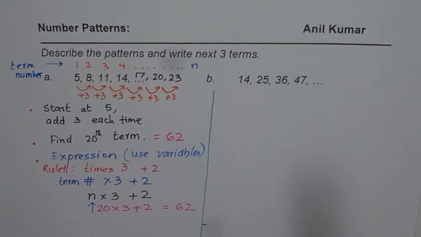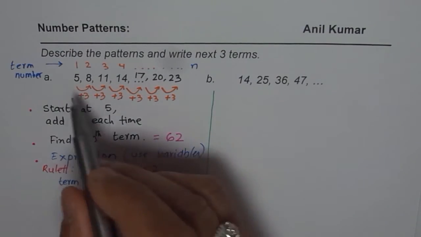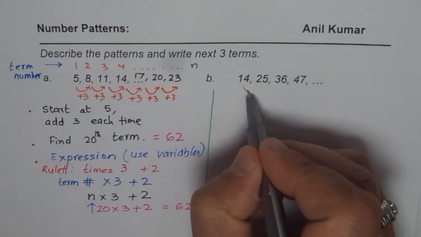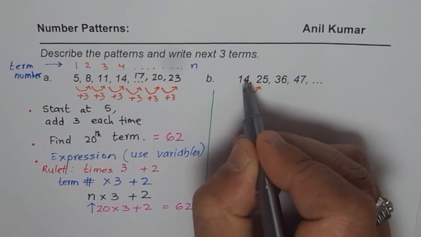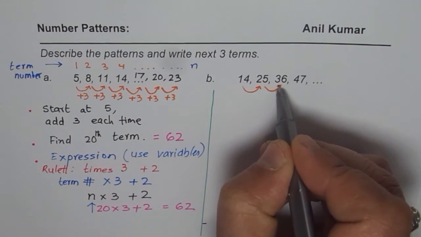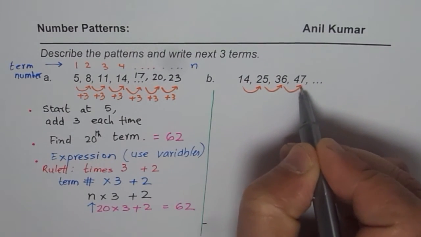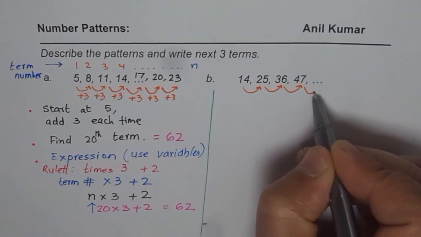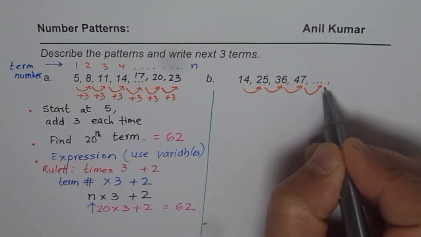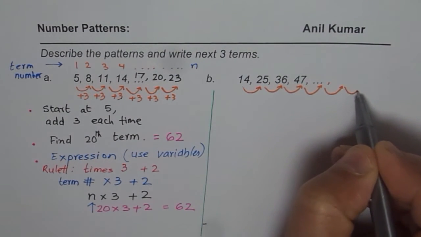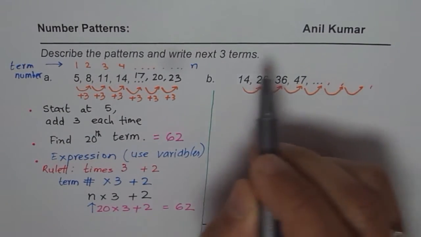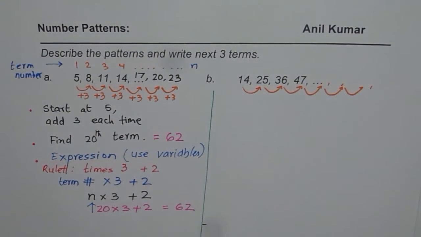And now this is a question for you to do. Let me help you out, but what you need to do here is find a pattern rule, which we can find very easily just as we did. So how do we get 25 from 14? How do we get 36? And how do we get 47? And if we extend this pattern, we'll get the next 3 numbers, correct? So we can answer this question very easily.